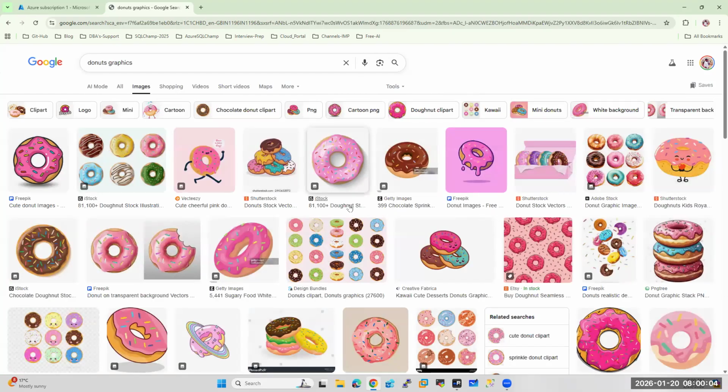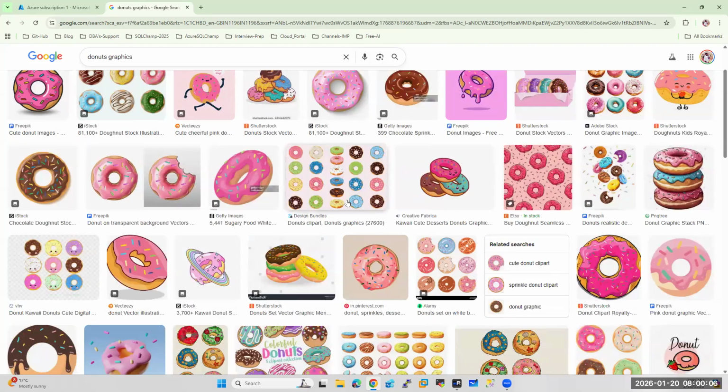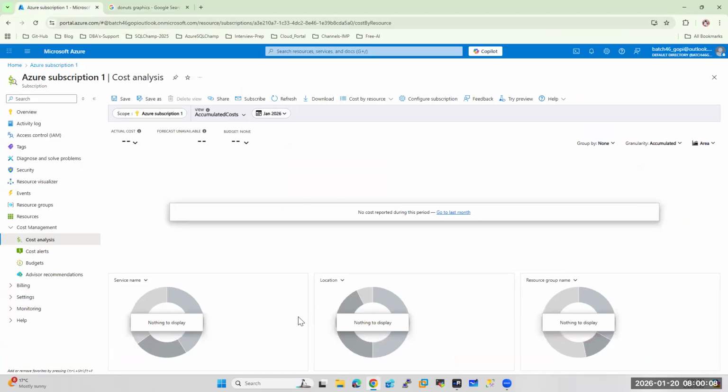This is called a donut graph. This is how it looks, and you can measure it by service name, by location, and by resource group. Usually we won't get a chance, but maybe you may get a chance to work with cost analysis, especially in terms of cloud.